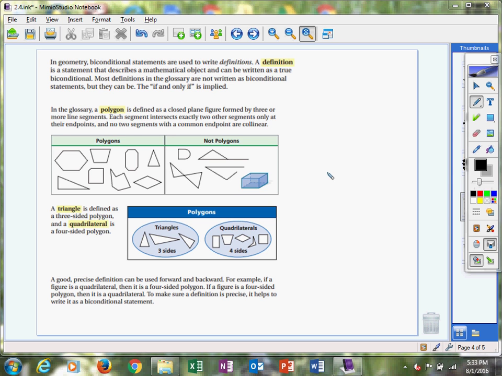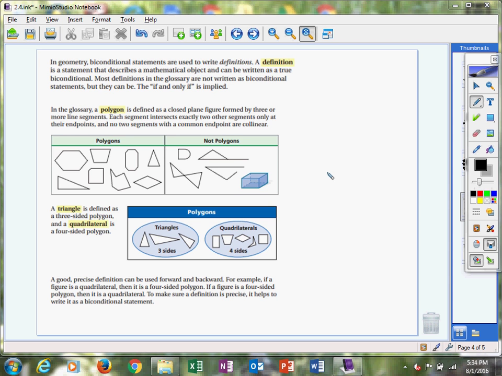And so let's say, for example, in your glossary, a polygon is defined as a closed plane figure formed by 3 or more line segments. Each segment intersects exactly 2 other segments only at their endpoints, and no 2 segments with a common endpoint are collinear. So you've got some pictures there. There's some pictures of polygons where you clearly see the closed plane figure. You've got 3 or more line segments depending on this particular shape. You see that they touch only at their endpoints, and no 2 segments with a common endpoint are collinear.